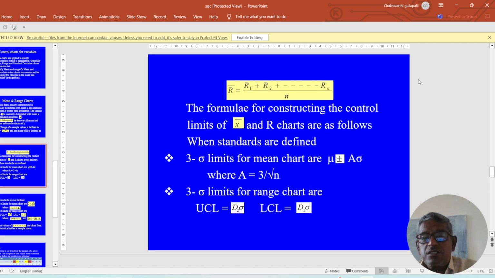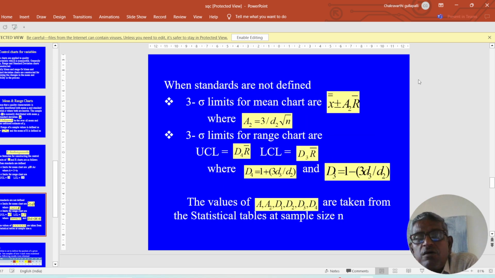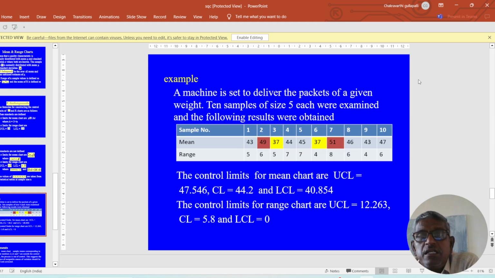Similarly, for the R chart, that is the range chart, the limits are D2 sigma and D1 sigma. Here also sigma is unknown, so we are using its unbiased estimate, and then it becomes the 3 sigma limits for the R chart as D4 R bar and D3 R bar. All the values A2, D1, D2, D3, D4 are taken from the statistical tables.